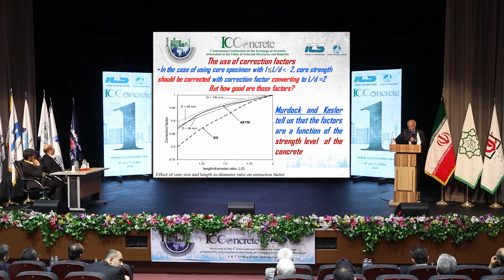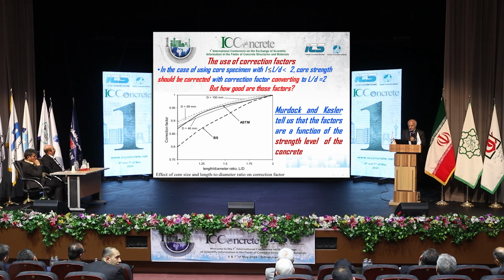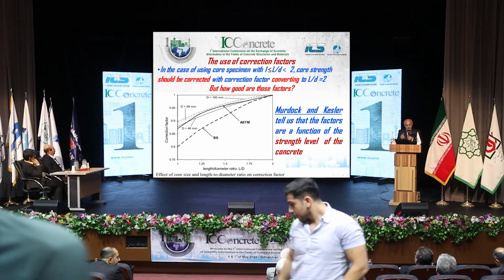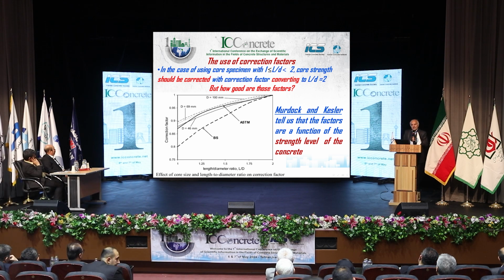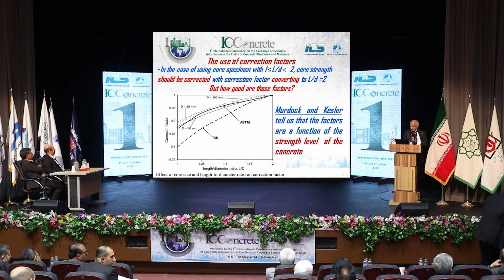Here is given the effect of core size and length to diameter ratio on the correction factor. As you see, the correction factor suggested by British standard and also ASTM is given, and some research which has been done by some investigators using different core diameters like 100 millimeter, 69 or 48 millimeter. As you can see, it seems that ASTM is more reliable for different core diameters. I also have to mention that some investigators specify that the strength level also affects your correction factor, so that may need to be considered.